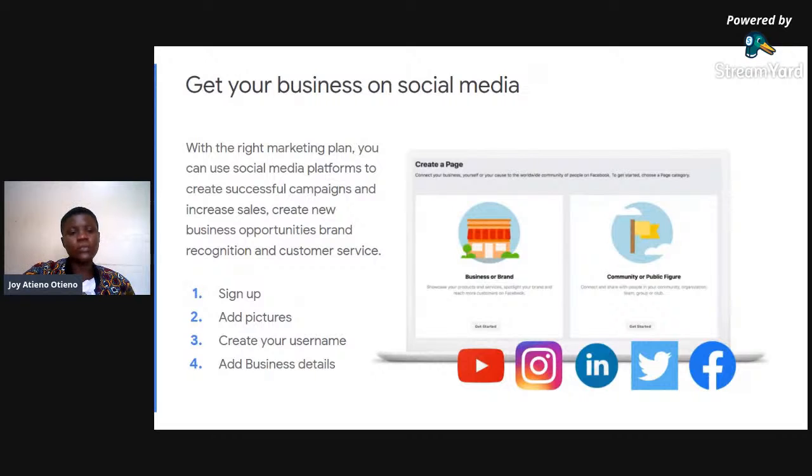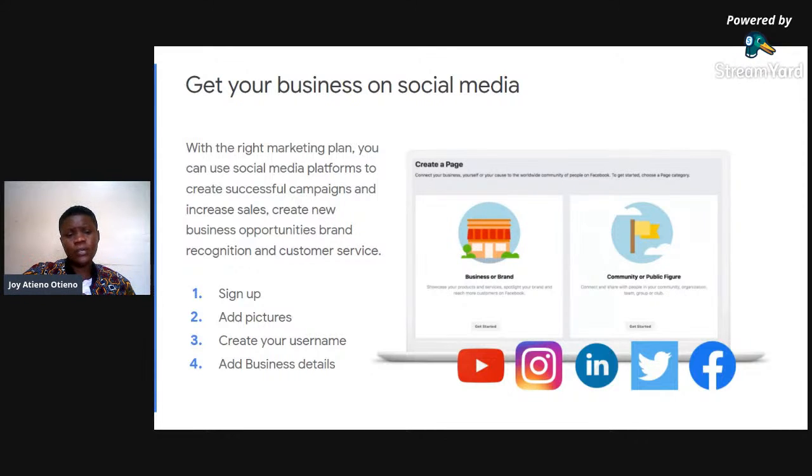The third vehicle that you can use is social media. I know most of us are conversant with social media for purposes of maybe just keeping up with friends, sharing information about us, maybe posting photos. But social media can become a great tool for growing your brand so that you can sell online, but it requires the right marketing plan. When you have the right marketing strategy, you can use social media platforms to create successful campaigns. And when your campaigns are successful, you're going to achieve your goals. If you want to increase sales, create new business opportunities, increase your brand recognition, or improve your customer service, you're able to do all that.